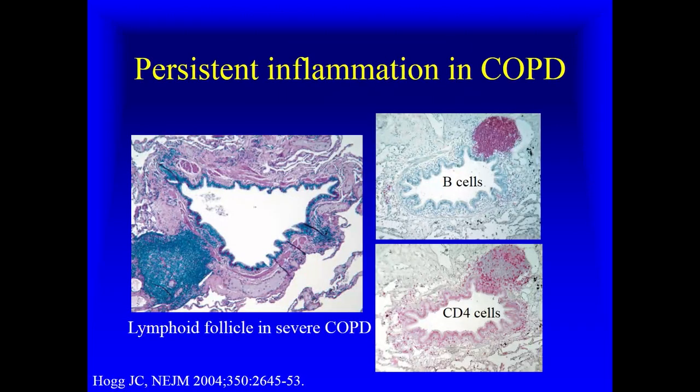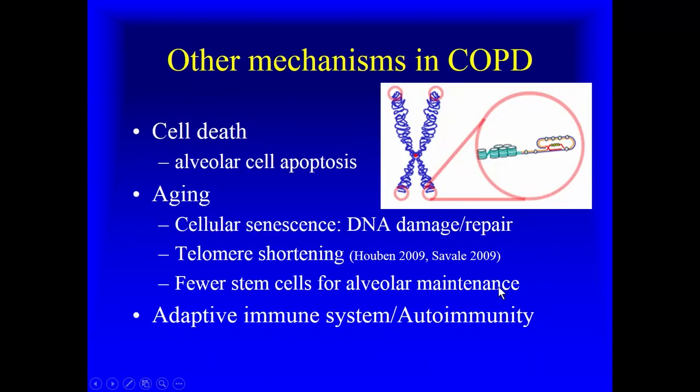So why is there persistent inflammation in COPD, especially after smoking cessation? One theory has to do with these lymphoid follicles, which are seen here in the small airways in patients with severe COPD. These stain positive for both B cells and CD4 positive T cells, which may perpetuate the inflammation even years or decades after smoking cessation. Other mechanisms are likely important in COPD, including cell death or apoptosis of the alveolar cells, leading to destruction of the alveolar membranes and alveolar wall, leading to emphysema.